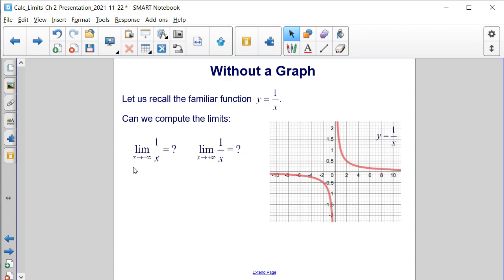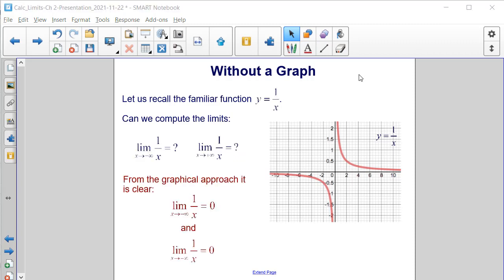The limit of 1 over x as x approaches negative infinity is equal to what value? And what do you think the limit would be of 1 over x as x approaches positive infinity? Well, if we actually read the graph, as x approaches negative infinity, 1 over x gets closer and closer to 0. And as x approaches positive infinity, the limit of 1 over x is also equal to 0. And notice that they're hugging the x-axis in both directions.